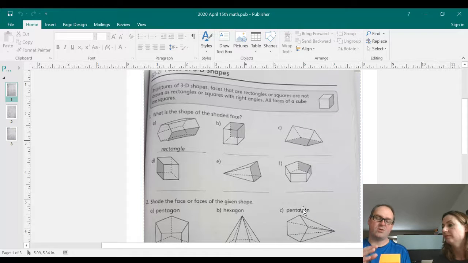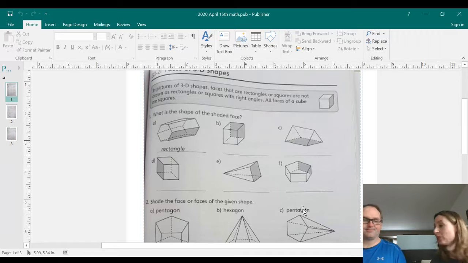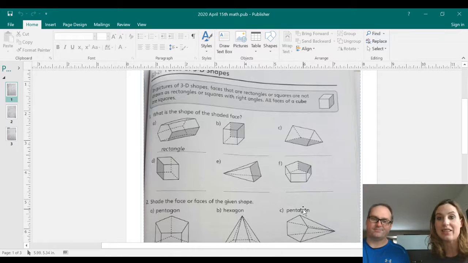So just remember this shape has 8 faces. We have 6 rectangles going around the sides, and then 1 on each end. So 6 plus 2 is 8. So 2 bases and 6 rectangles make 8 faces altogether.